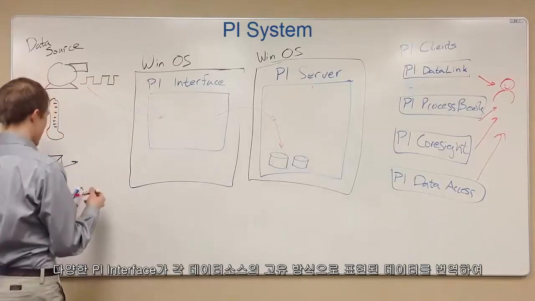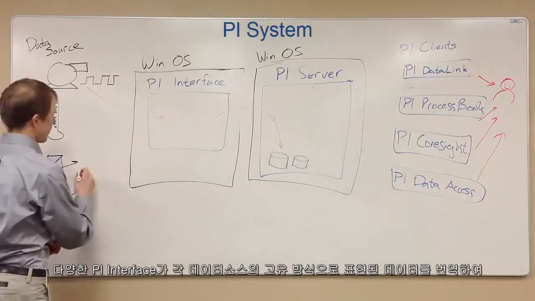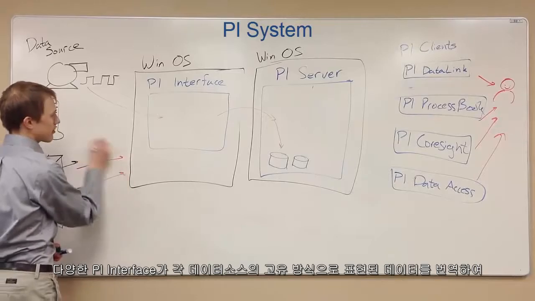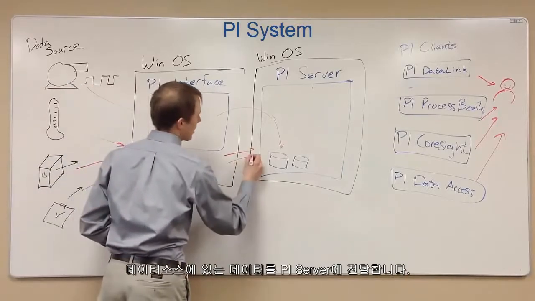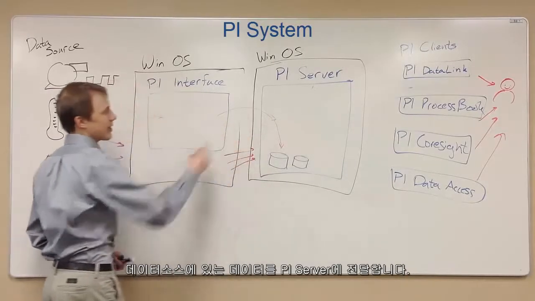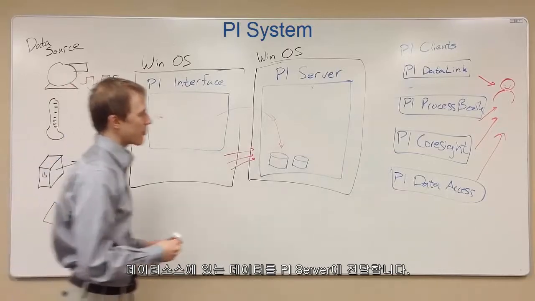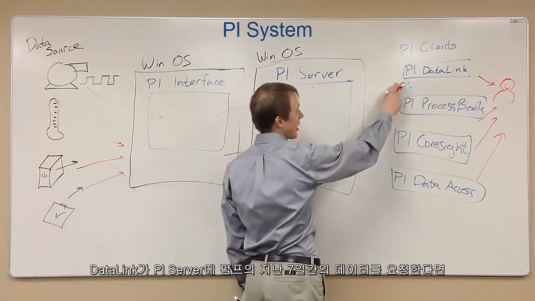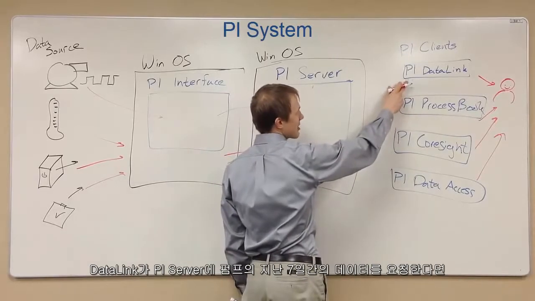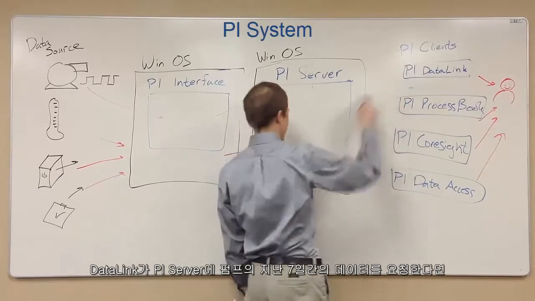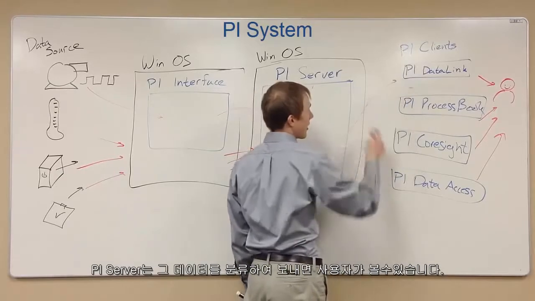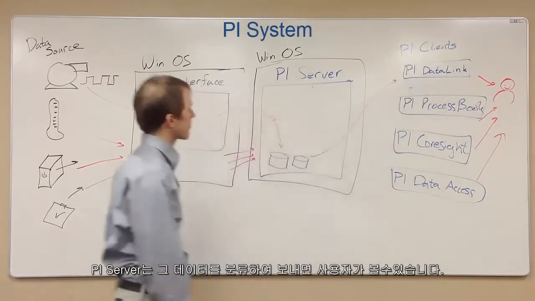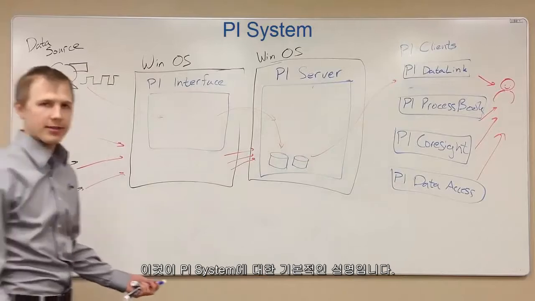And this is made possible by different Pi interfaces, each sending and translating the data and sending it to the Pi server. From there, the Pi server responds to queries from clients. So DataLink will say, hey, Pi server, I want to see the last 7 days of data for that pump. And the Pi server will serve out the data and show it to the user. That is a basic Pi system.